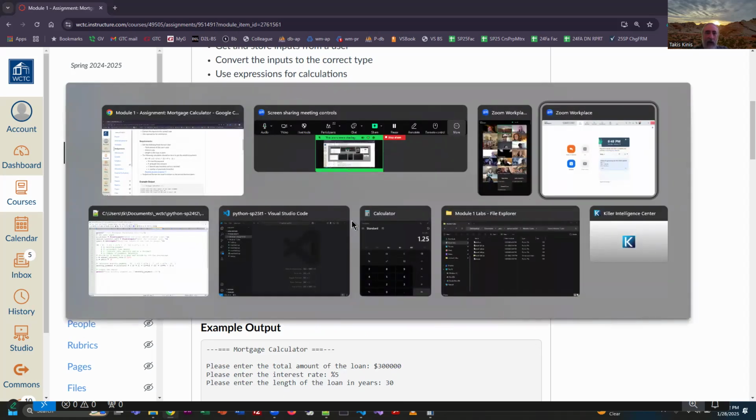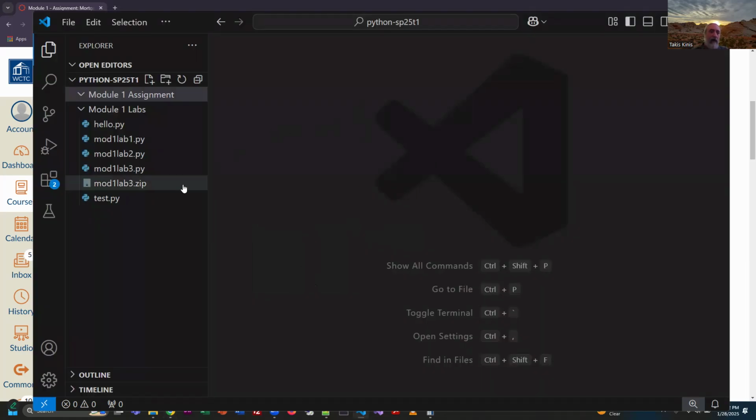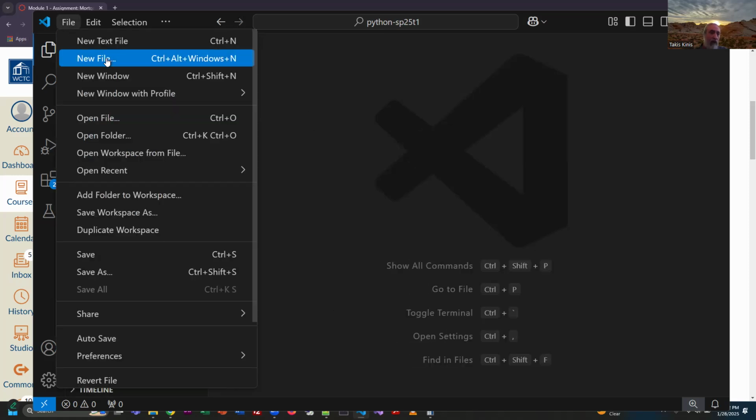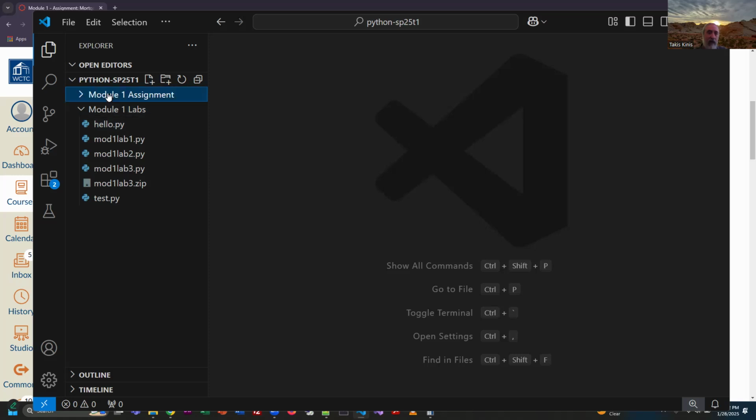So I'm going to go back over to Visual Studio Code here. I have a folder that's preset to put the assignment into. I'm going to use my mouse here to highlight that folder to make sure that's the one I'm working on, and then I'm going to create a new file. I'm doing it from the Explorer. You could also do it from here, whatever your preference is. But I'm going to do it from the tab here. I'm going to call this module 1 assignment. And if you wish, you could call it mortgage calculator.